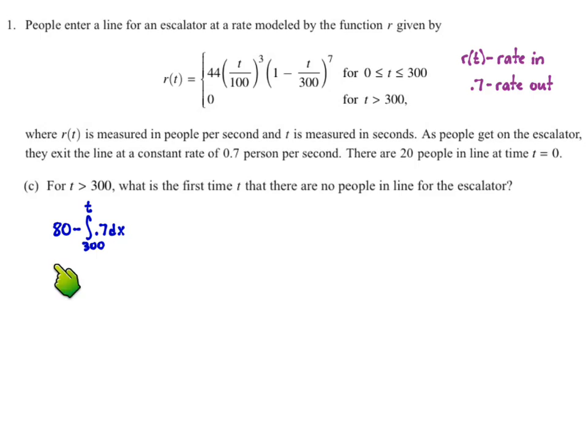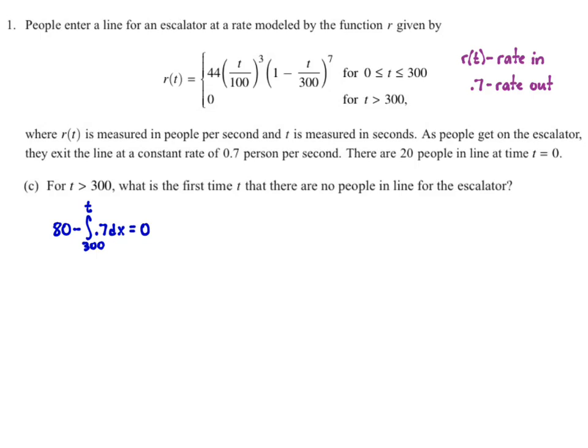So again, this is the amount of people that we started with at t equals 300. We found that in part B. And then we subtract the amount of people that were taken away over that time interval. Now the question is, what is the time? And that's why there's a variable here of time, and that's why I had to change this to x. We want to know when the amount of people here is equal to 0, because it says when is there no people in line.